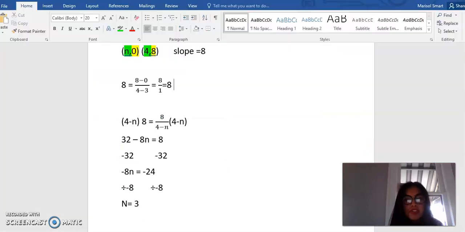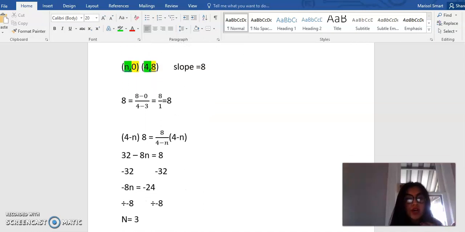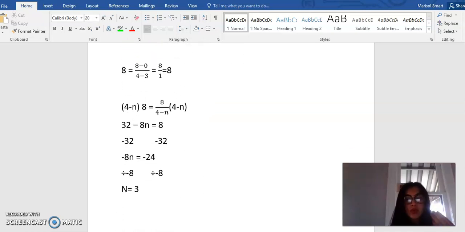Okay, so don't let this whole process scare you. It's stuff that we already learned. So it's all about substitution and doing inverse operations when solving for this.